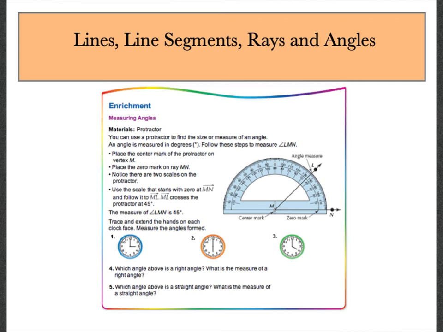All right, so just to remember, when you're using a protractor, place the center mark or the vertex, they're calling this the center mark, I call it the hole. But anyway, you're going to place the hole over the vertex, and then your 0 mark or the line guide is going to go on one of the rays of your angle. And then you can measure from there.